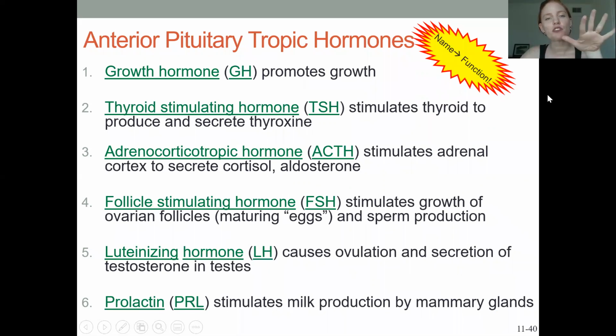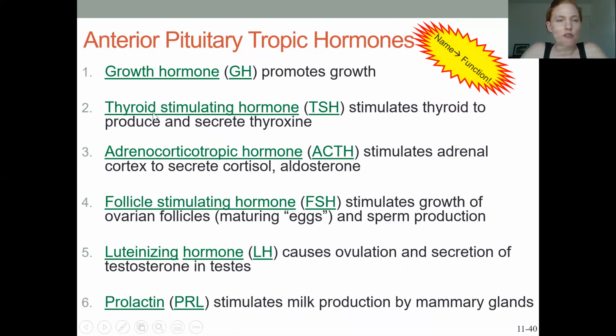I know that at first it's going to feel overwhelming because it's a whole bunch of things at once. But if you start to look at the names here, the names generally tell you the function. So it's not nearly as bad as it feels when you first look at this slide. For example, growth hormone is for growth. It goes to multiple parts of the body, the skeletal muscles and the bones, and it triggers and stimulates growth in the body.